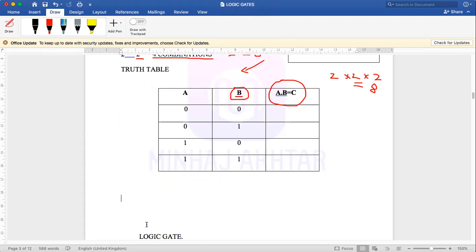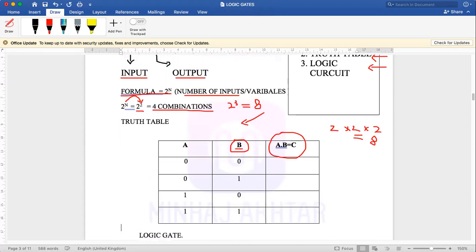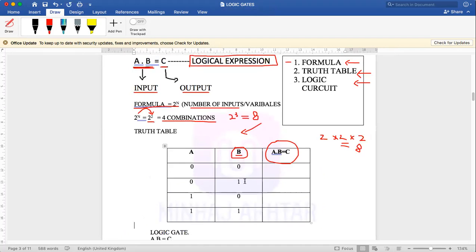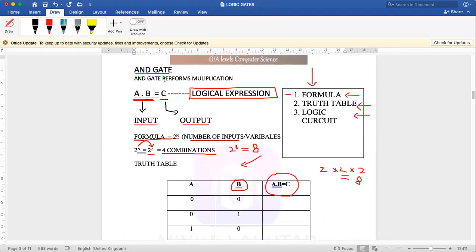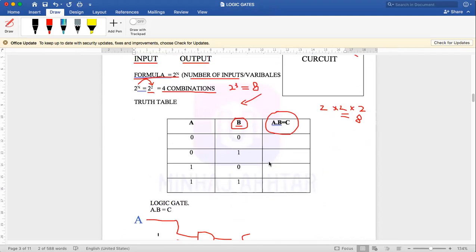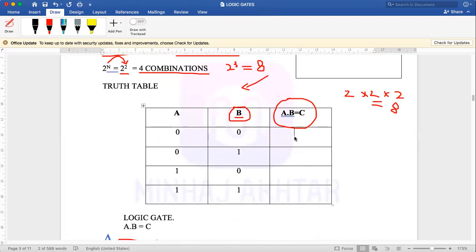Okay. Now, can you tell me what is the relationship between A and B? A times B is equal to C. Okay, what is the relation A and B? Like, what are they performing? AND gate. AND gate performs multiplication. So A times B. Yes. So 0 zeros are 0. 0 ones are 0. 1 zeros are 0. And finally, 1 ones are 1.